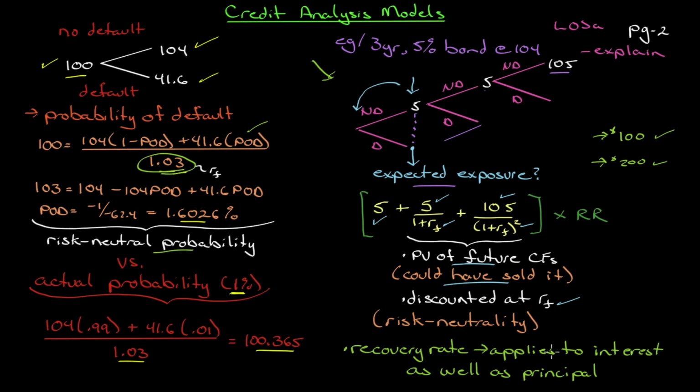And our recovery rate applies to interest as well as principal. In other words, when we're figuring out our recovery rate, look what we do over here. It is what we have earned, the future cash flows discounted back at the risk-free rates, the full expected exposure, times our recovery rate. So if we figure we're going to get 60 cents on the dollar, we multiply everything by 0.6, not just the principal.